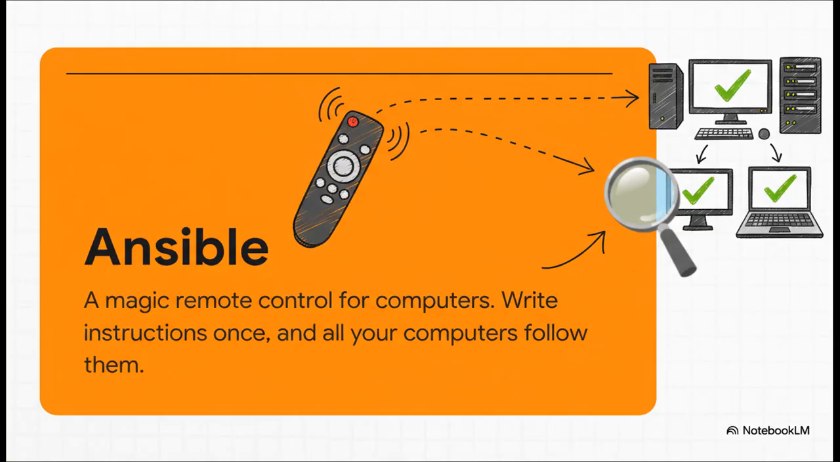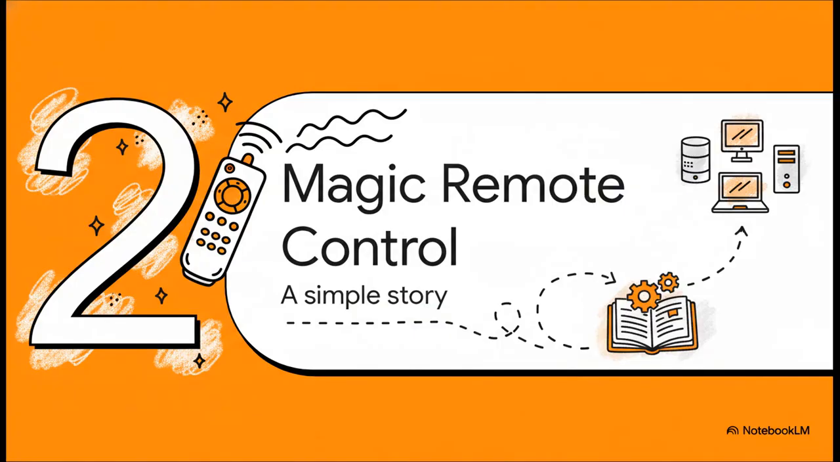Okay, so this is where Ansible steps onto the stage. And honestly, the best way to think about it is right here. It's like a magic remote control. Seriously. You write out your instructions one time, and then boom, you hit the button, and every single computer you manage follows those instructions perfectly. No more logging into one machine, then the next, all that's gone. So how does this so-called magic remote actually work?